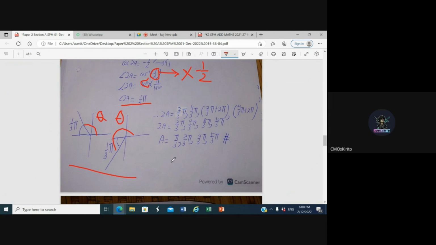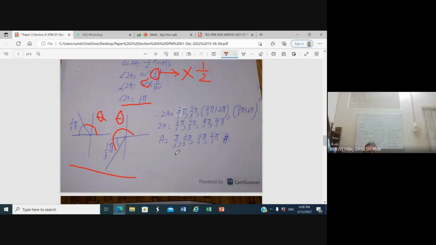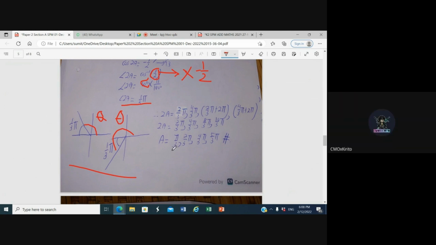After you've gotten all the values, you have to find only a, so that you can keep the range within 0 to 2 pi, as said in the question. So after you have divided, you will get pi/3, 2 pi/3, 4 pi/3, and 5 pi/3. And if you see, it hasn't exceeded 2 pi.